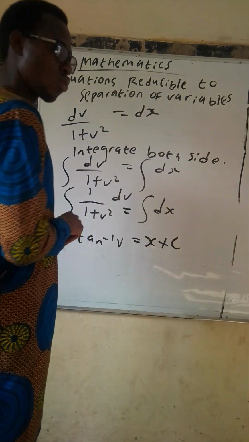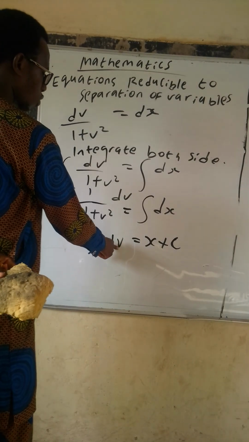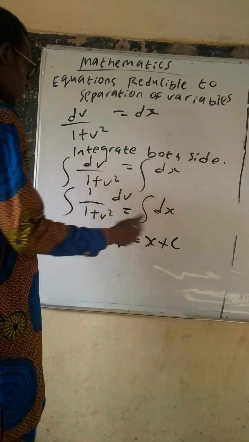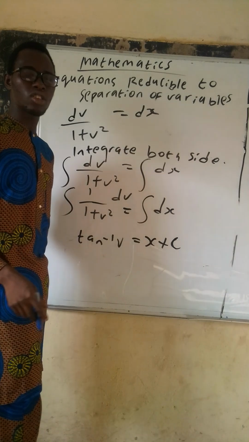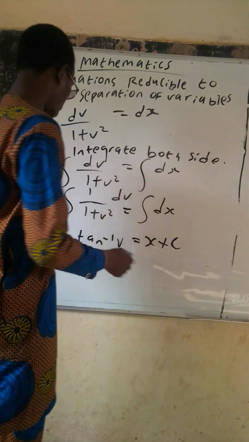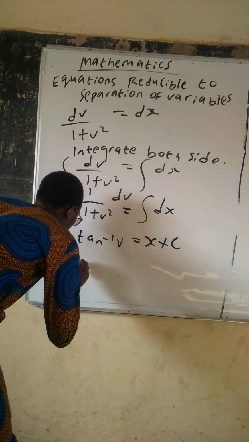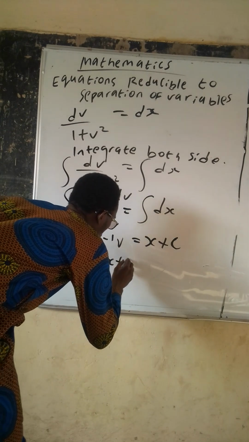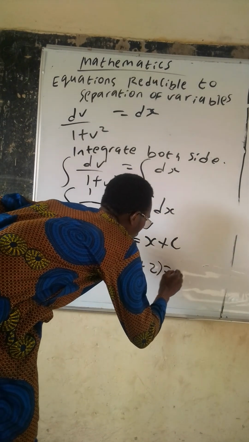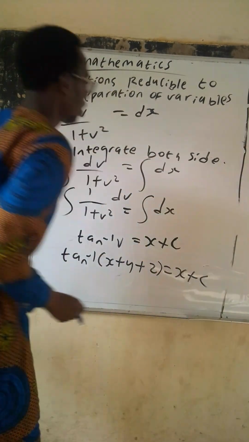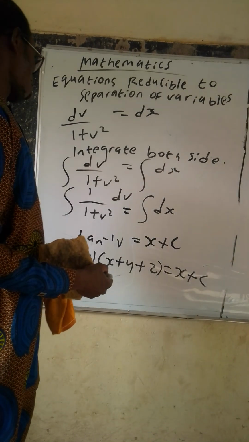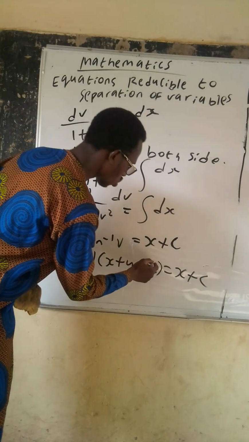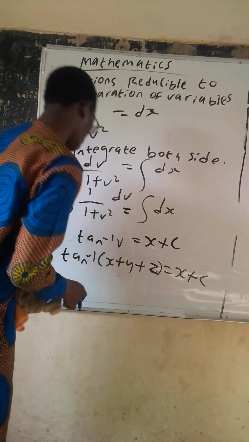But mind you, we said let v equal x plus y plus z. So instead of v, you can replace it with x plus y plus z. So we have tan inverse of (x plus y plus z) equals x plus our constant. So this is the solution to this given problem.